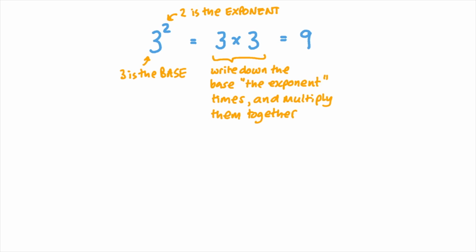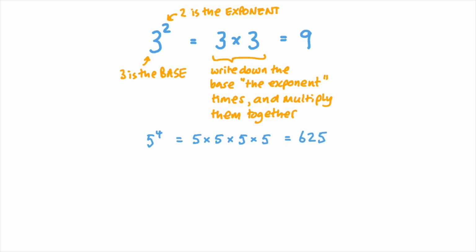For example, 3 to the power of 2 means that we write down two 3's on the page and multiply them together. 3 squared is equal to 3 times 3, which is equal to 9. The 3 in this case is called the base, and the 2 is called the exponent.